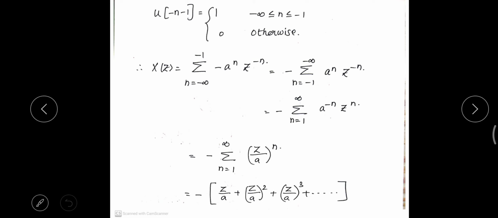In the summation, sum of 1 to 5 is equivalent to sum of 5 to 1, so I can interchange my limits. This is not possible in the integral, but it is possible in the summation. So instead of minus infinity to minus 1, I can change it into minus 1 to minus infinity, and after that a power n z power minus n.